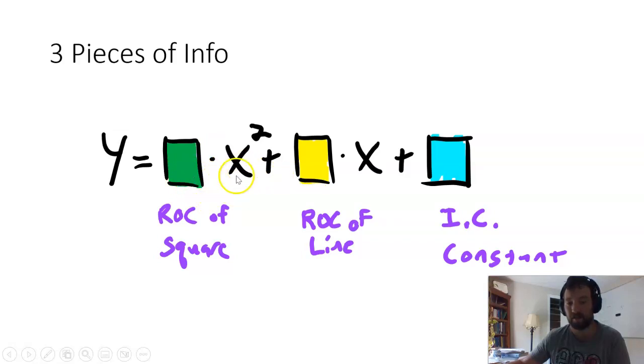The green box is telling me how fast the squared part is changing. The yellow box is telling me how fast the linear part is changing. And the blue box is just this constant part of the pattern. This is the part of the pattern that never changes, right? That's what it means to be constant.